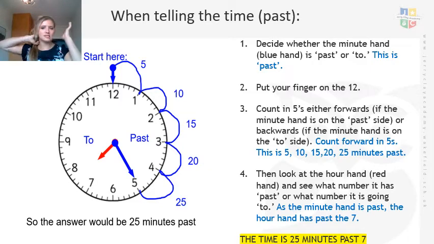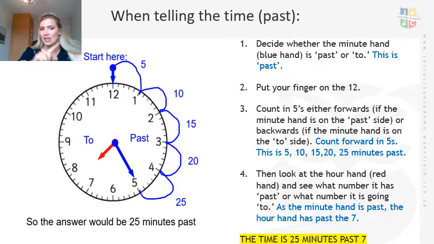So remembering that, looking at this, we need to first of all decide whether the minute hand is on the past or the to side of the clock. Looking at this, we can see that the minute hand is on the past side, so we will start at the 12 and count down. Now obviously because the minute hand is on a number, this means it's going to be a multiple of 5, because remember there are 5 minutes between each number.